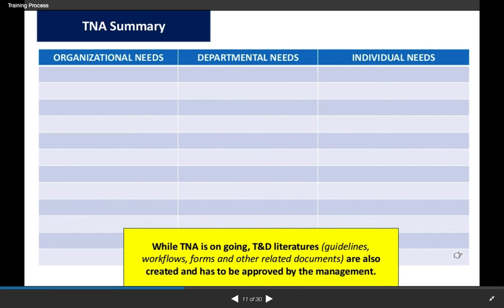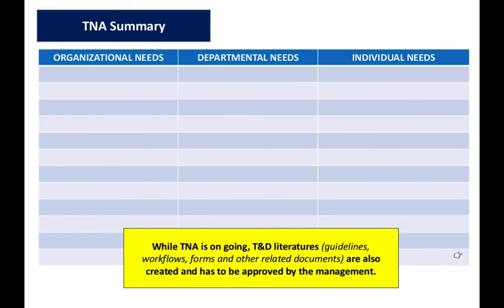So while the training needs analysis is ongoing, the HR learning and development team should also start working on the training and development literatures, meaning the guidelines, the workflows, the forms, and other related documents, which should also be created and have to be approved by the management.